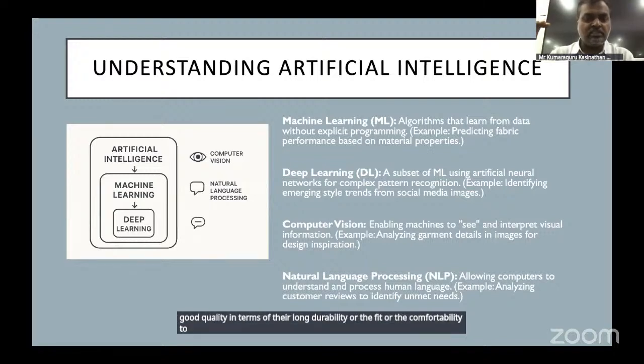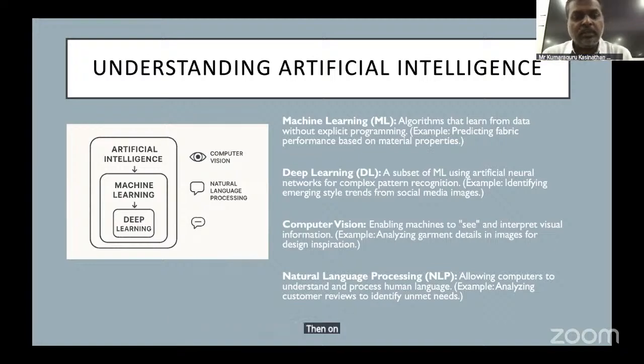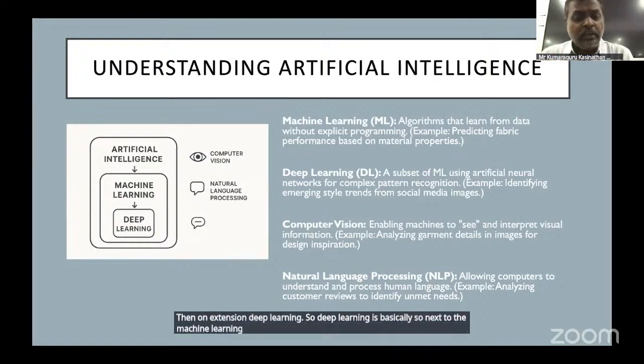So this kind of analysis comes under the machine learning aspect. Then next one is deep learning. So deep learning is basically, next to machine learning, looking at what kind of emerging trends there are in social media images. So this is only visual research, not material research.